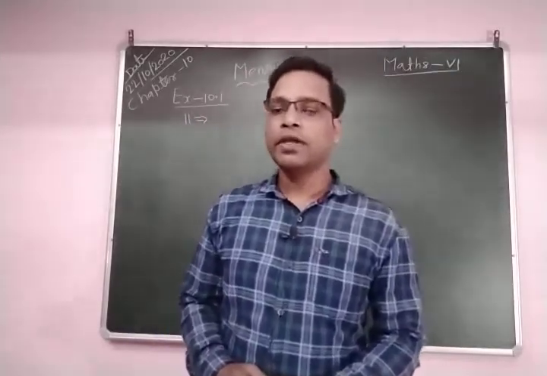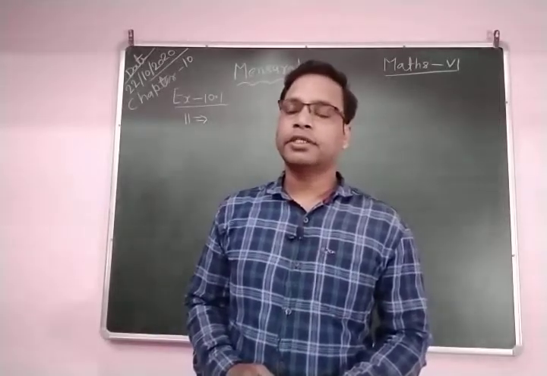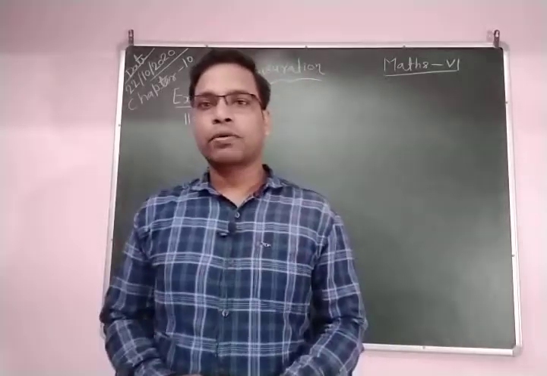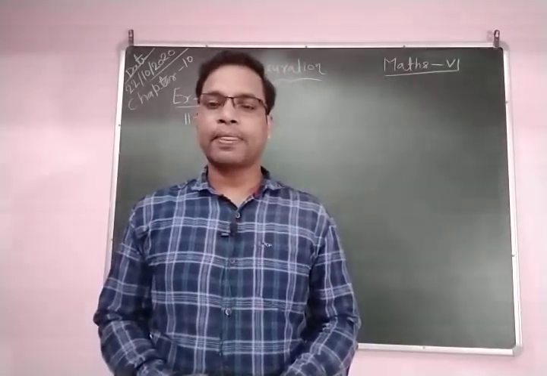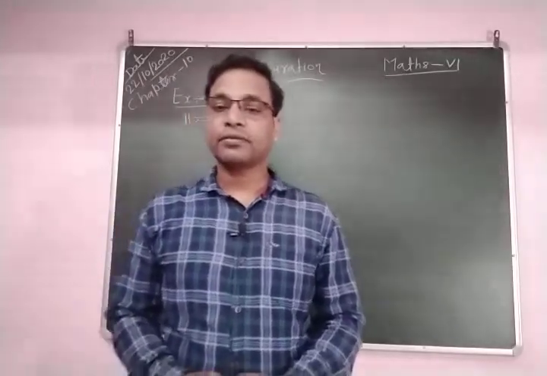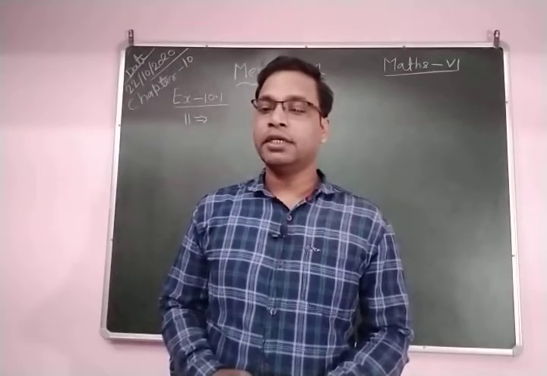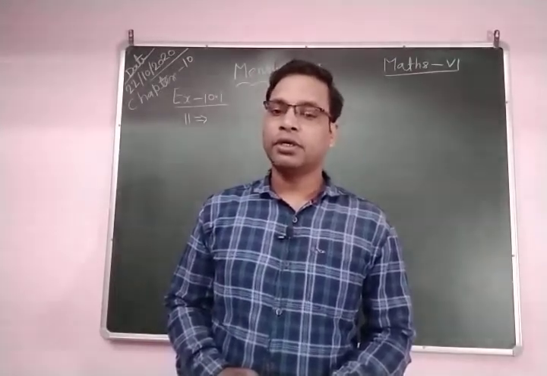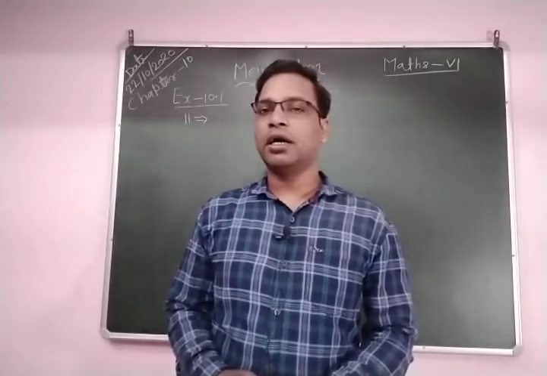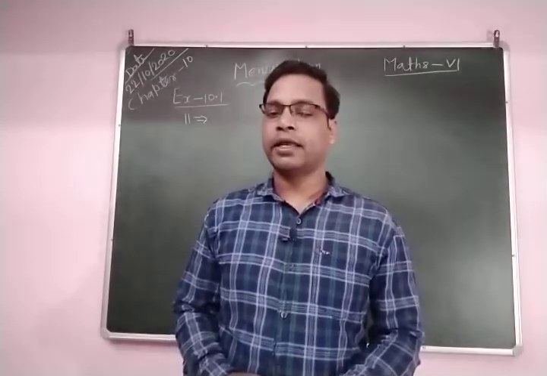Today we are going to discuss chapter 10 mensuration. Exercise 10.1, question number 11. A piece of string is 30 centimeters long. What will be the length of each side if the string is used to form a square, an equilateral triangle, a regular hexagon?